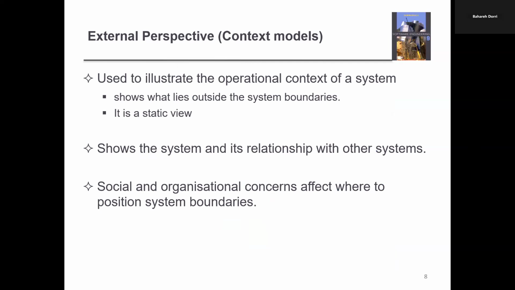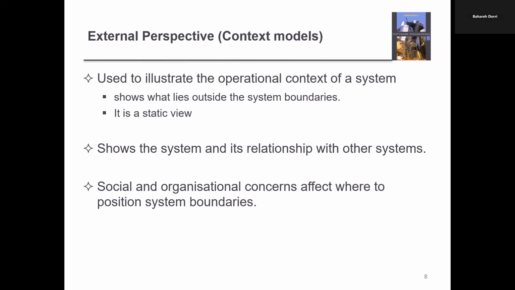This slide focuses on something really important in system modeling, the operational context. When we model a system, we don't just care about what happens inside the system. We also want to show how it fits into the bigger picture. So one thing we often do is create a context diagram. This helps illustrate what's outside the system's boundaries. In other words, it shows what other systems, users, or organizations interact with it. It's a static view, meaning we are not showing dynamic behavior here, just the structure of how things connect.